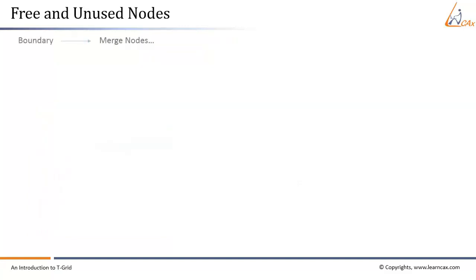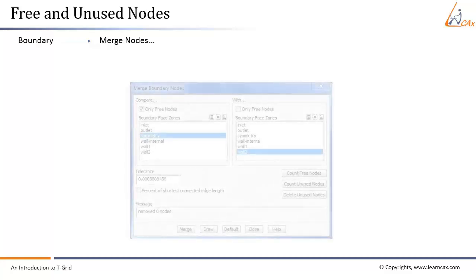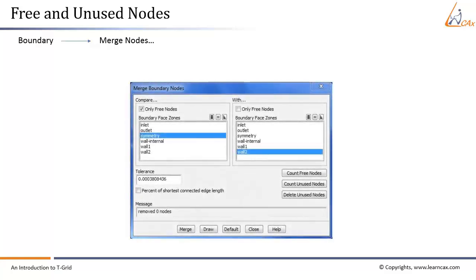Our surface mesh may contain free or unused nodes. Before proceeding for volume mesh operations, we should detect these problems and try to resolve them. TGrid provides automated operations to deal with free or unused nodes. Go to Boundary, Merge Nodes. You will come across Merge Boundary Nodes panel as shown here.